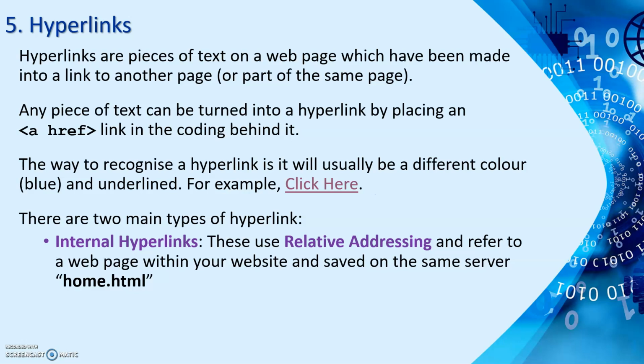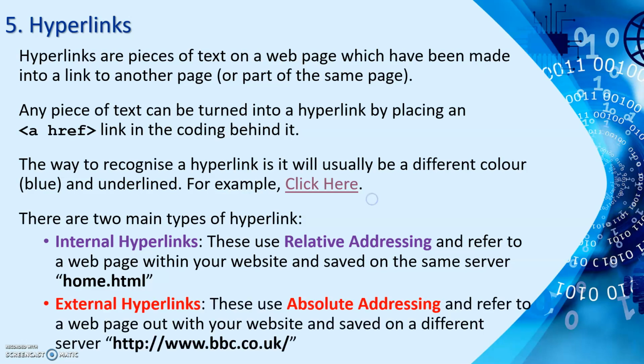Internal hyperlinks use relative addressing and they refer to a web page within your website and saved on the same server, for example, just home.html. An external hyperlink uses absolute addressing and it will refer to a web page outwith your website and saved on a different server or domain. And you need to put in absolutely the full web address, HTTP, etc. You've got to put the protocol, the domain, etc. The whole web page address for absolute addressing.